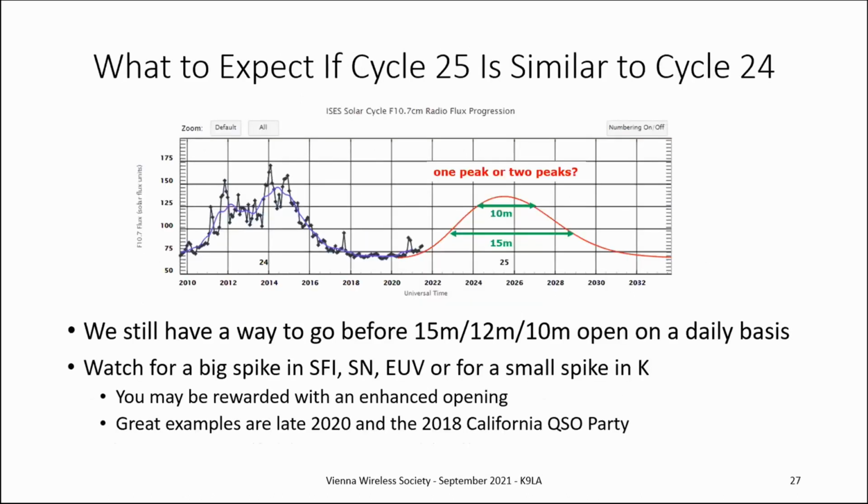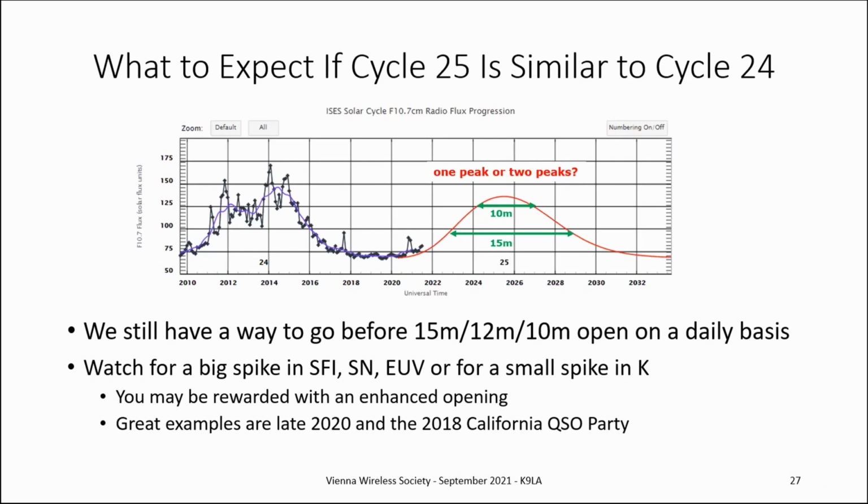So what can we expect if cycle 25 is similar to cycle 24? Well, here's the prediction from the Solar Cycle 25 prediction panel. I'm aware of 56 predictions. 50 of them are for a small cycle. So solar scientists pretty much are of a consensus that it's going to be a small cycle. There are a few predictions for a big cycle. All we can do is wait and see what happens.